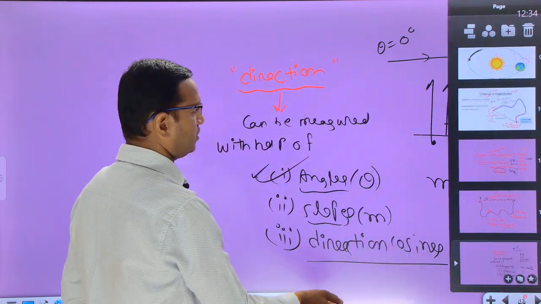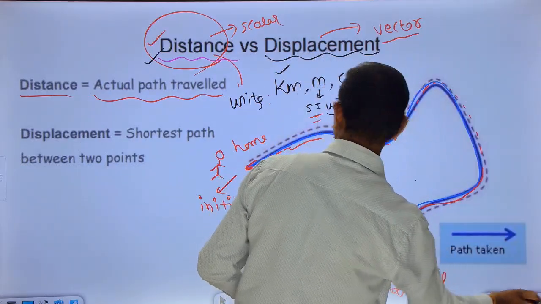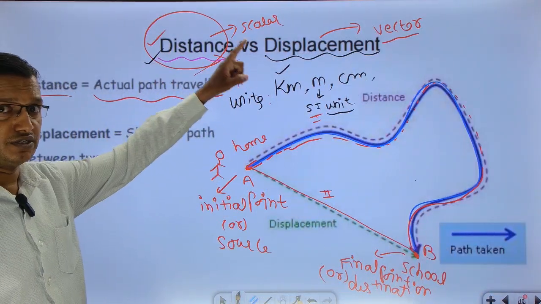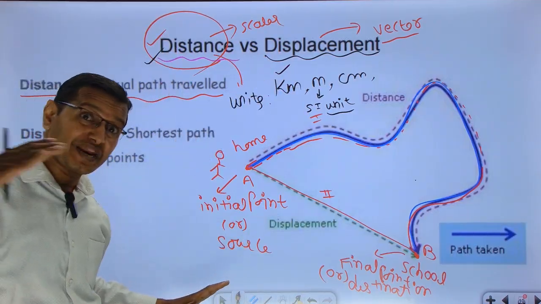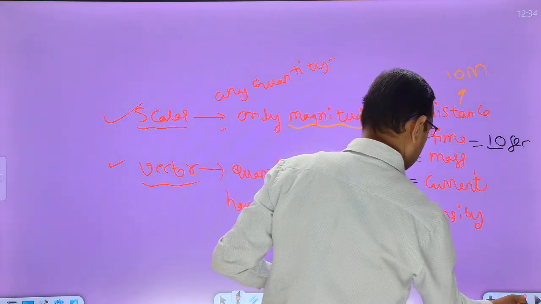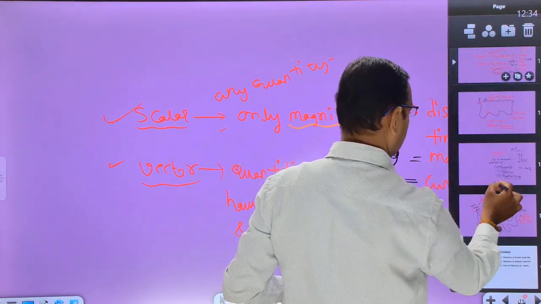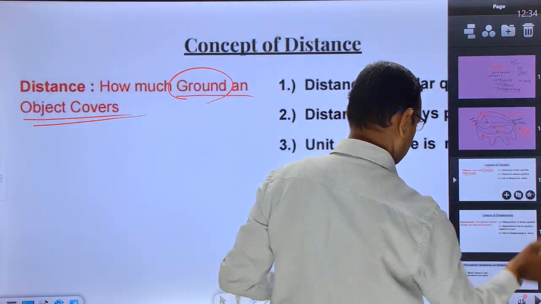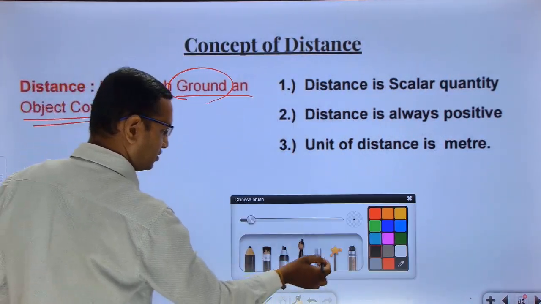Now, let's go back to our topic of distance and displacement. Hope this is clear. What is distance and what is displacement? Displacement is nothing but distance plus direction. Remember this point. Distance has no direction. It is simply a scalar quantity. Now, let us recapitulate certain points.